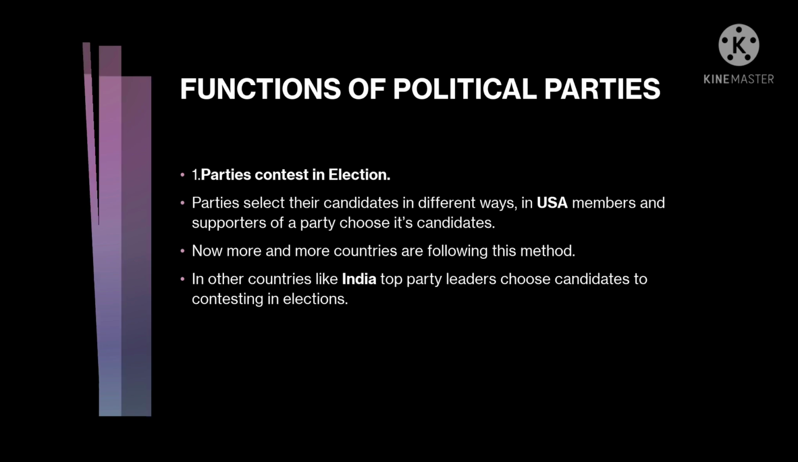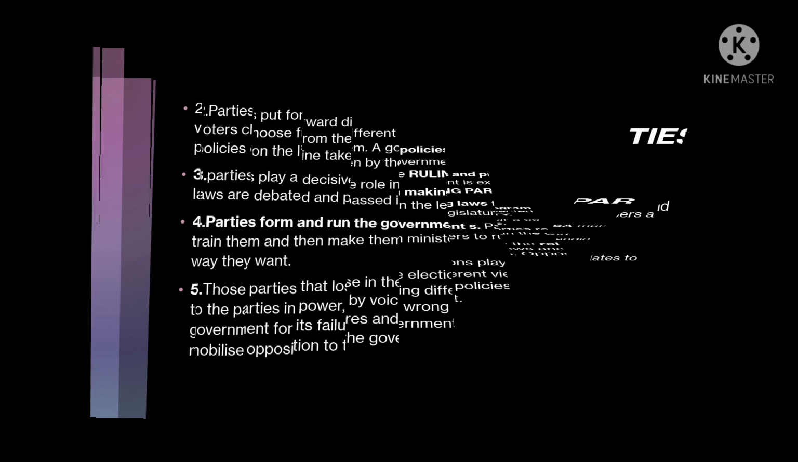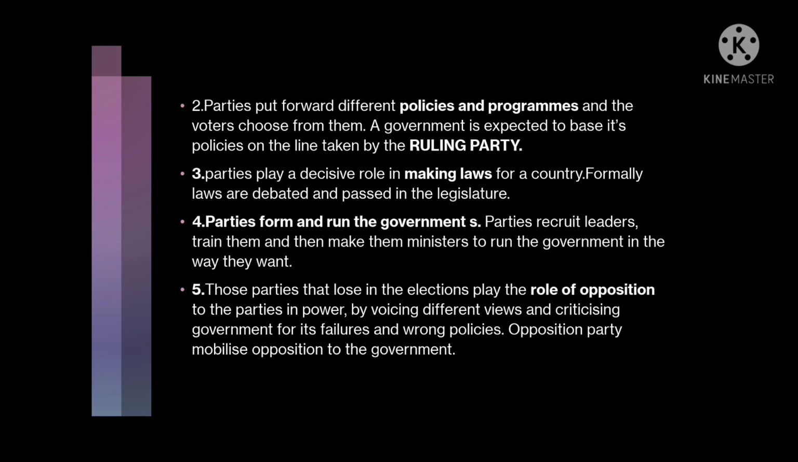Come to the second one. Parties put forward different policies and programs, and the voters choose from them. Different political parties have different policies and programs. These parties take their policies and programs in front of people before election. During election time, people choose one party among them and they give power. Whenever that party forms the government, they try to implement their policies and programs for the development of the country. That is the second point.